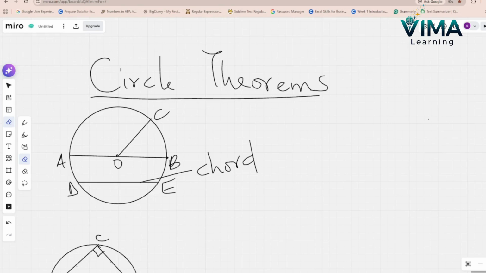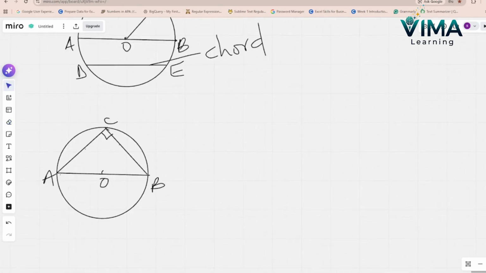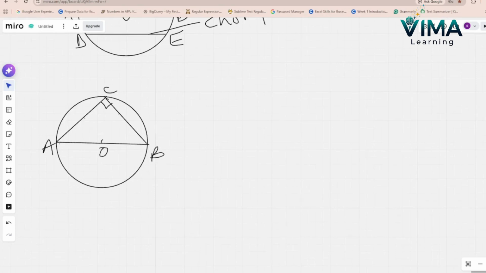So the first theorem we're going to be dealing with here is this particular theorem. An angle subtended by a diameter is always 90 degrees. And we call this the angle in a semicircle theorem. How does it work? It says that an angle subtended at the circumference by a diameter is always a right angle. Now, a right angle simply means 90 degrees.